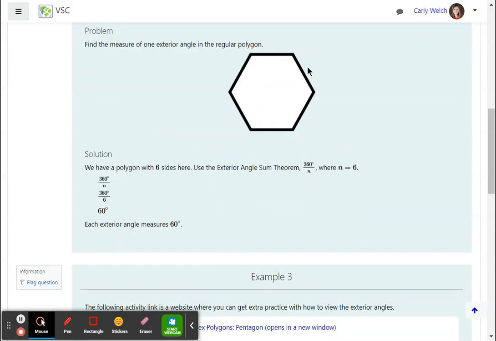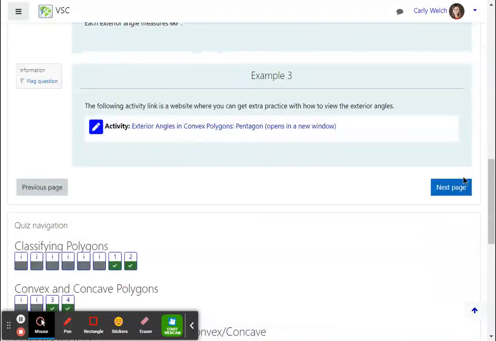For this one, 1, 2, 3, 4, 5, 6. Again, we start with 360. For any polygon, the sum of exterior angles is always going to be 360 regardless of the number of sides. So we'll start with 360 divided by 6. That gives us each exterior angle measures 60.